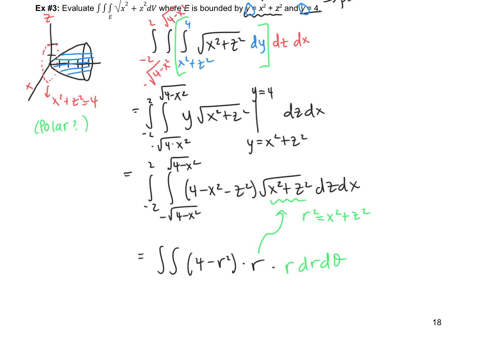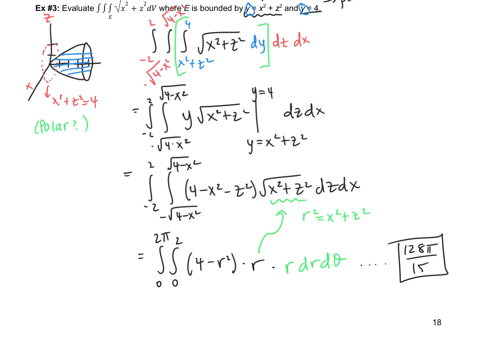Okay, so now our limits of integration for r, our radius goes from 0 to 2, and theta goes from 0 to 2 pi. Okay, and then that's what you would keep doing. Now, I'm not going to go through the integrating of this because we've done a whole lot of integrating, but if you would like to, go for it. I will tell you, if you would keep solving, you would get 128 pi over 15.